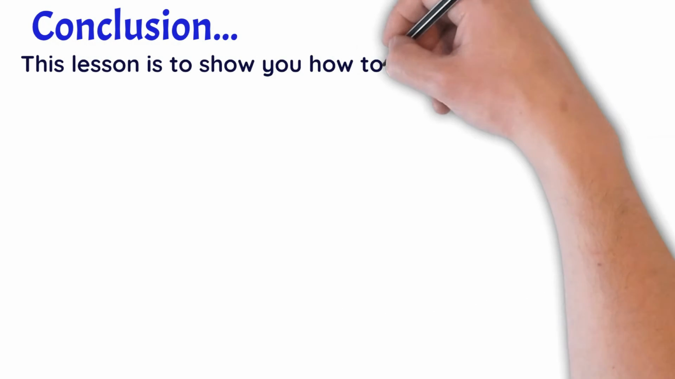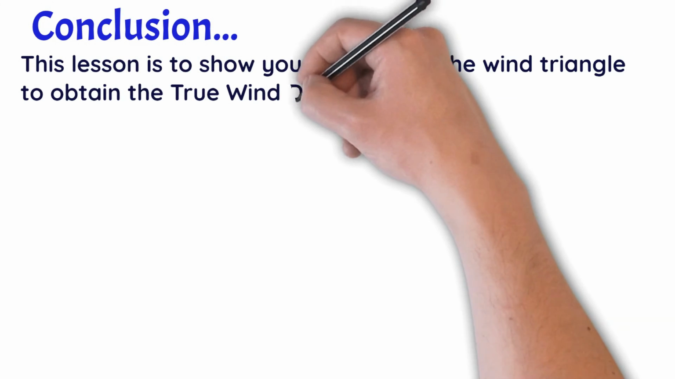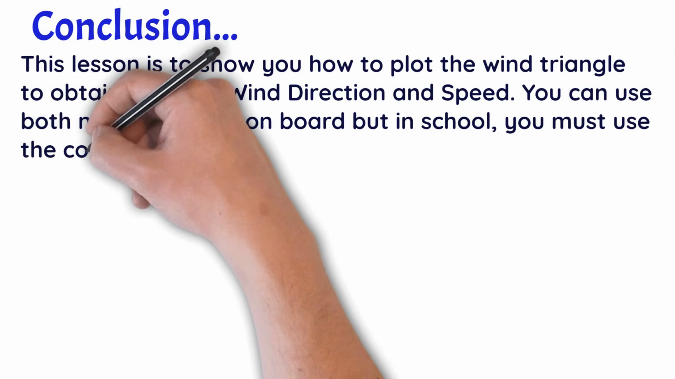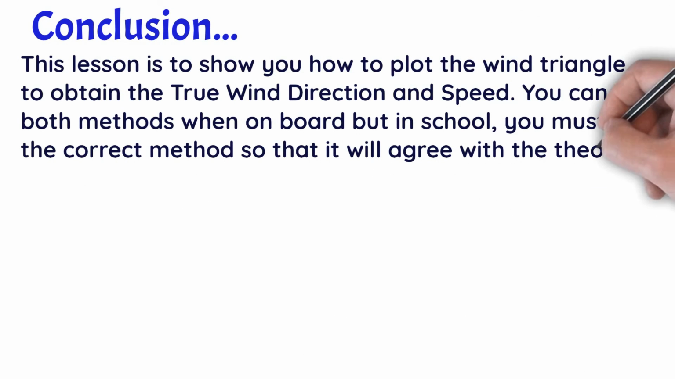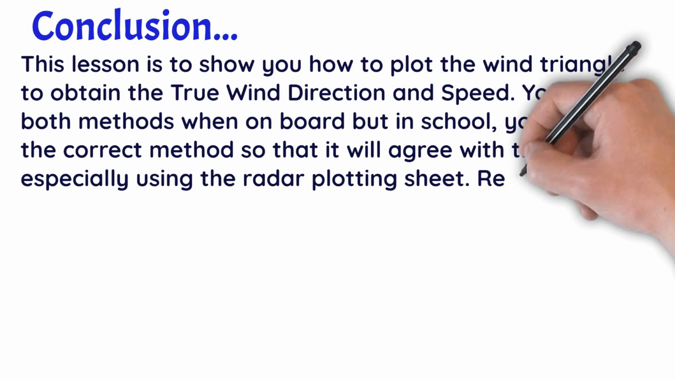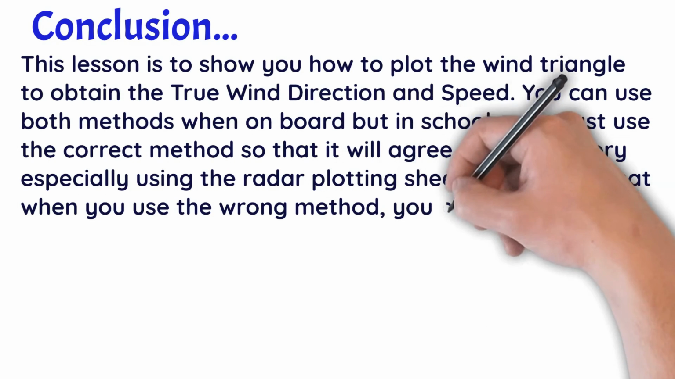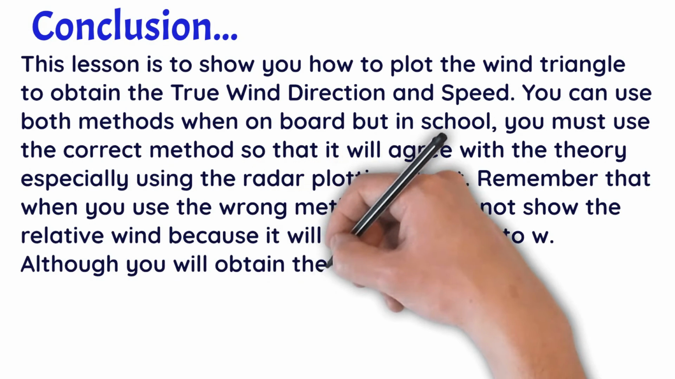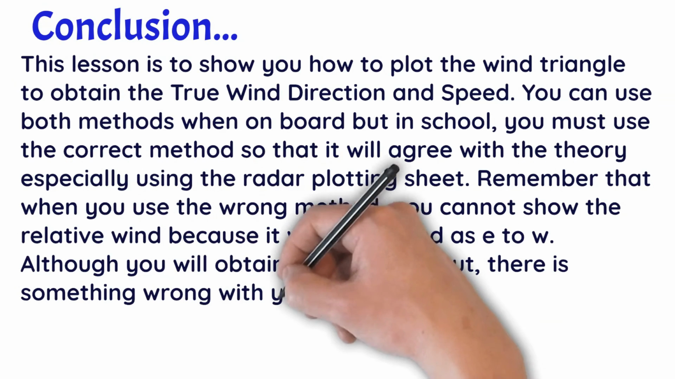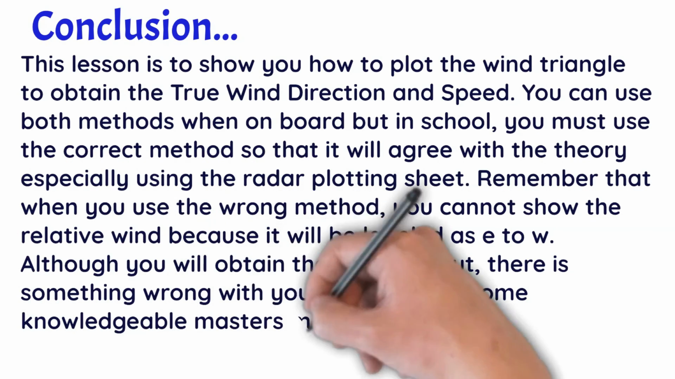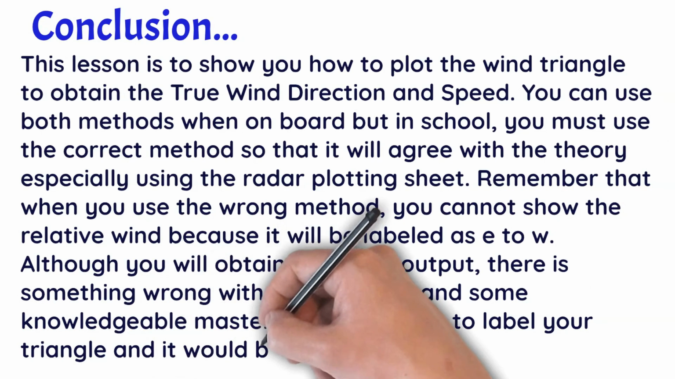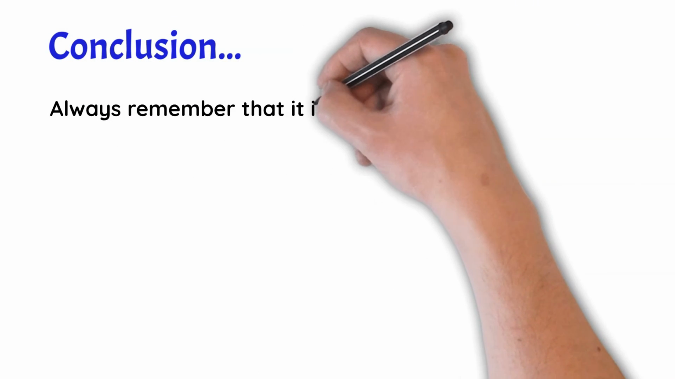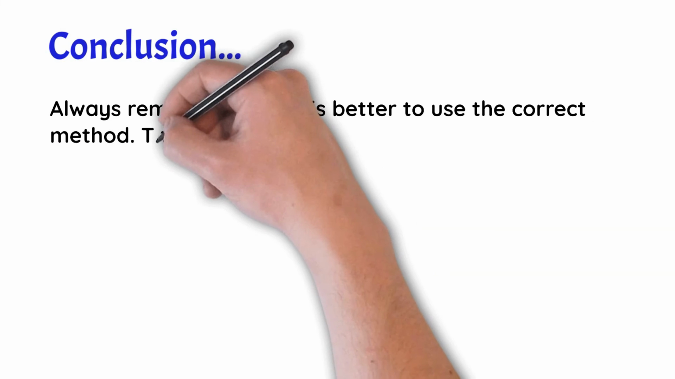Conclusion: this lesson is to show you how to plot the wind triangle to obtain the true wind direction and speed. You can use both methods when on board, but in school, you must use the correct method so that it will agree with the theory, especially using the radar plotting sheet. Remember that when you use the wrong method, you cannot show the relative wind because it will be labeled as E to W. Although you will obtain the same output, there is something wrong with your triangle, and some knowledgeable masters might ask you to label your triangle, and it would be hard to explain. Always remember that it is better to use the correct method.